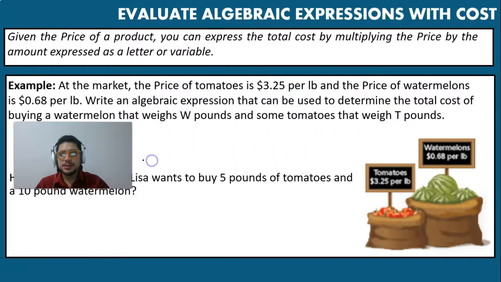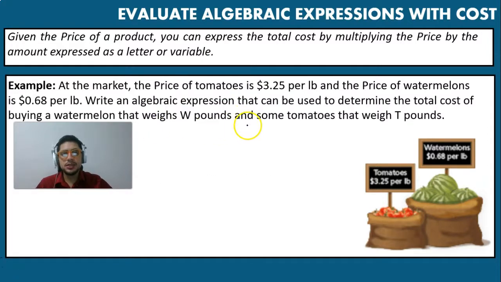The problem says, at the market, the price of tomatoes is $3.25 per pound. Again, this is very important, per pound. The price of watermelons is $0.68 per pound. Write an algebraic expression that can be used to determine the total cost of buying watermelon that weighs W pounds and some tomatoes that weigh T pounds.